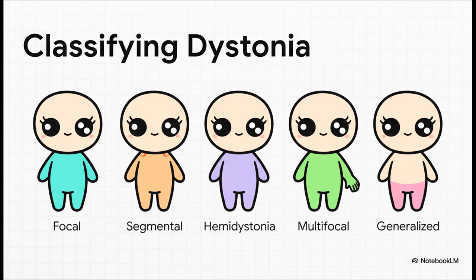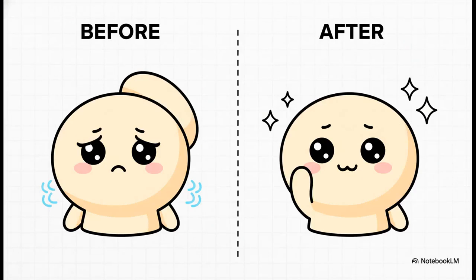If, say, it involved his whole leg and arm on one side, we'd call that hemidystonia. If it was his neck and one arm, we might call it segmental. This classification is super helpful because it starts to narrow down the possible causes. And here is one of the most bizarre and classic features of dystonia. It's something you should always ask your patients about. It's called a sensory trick.